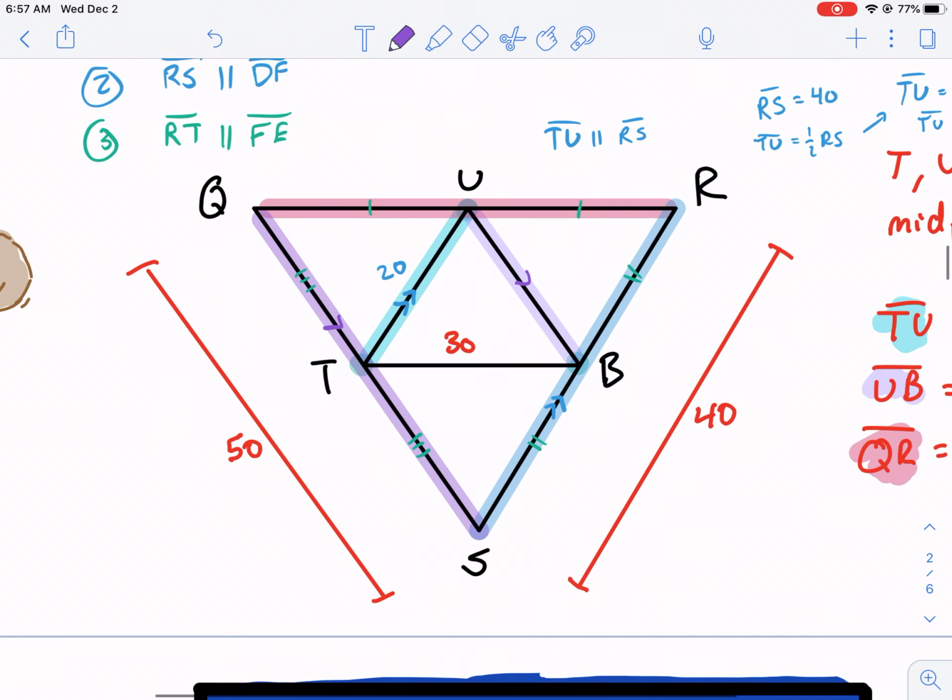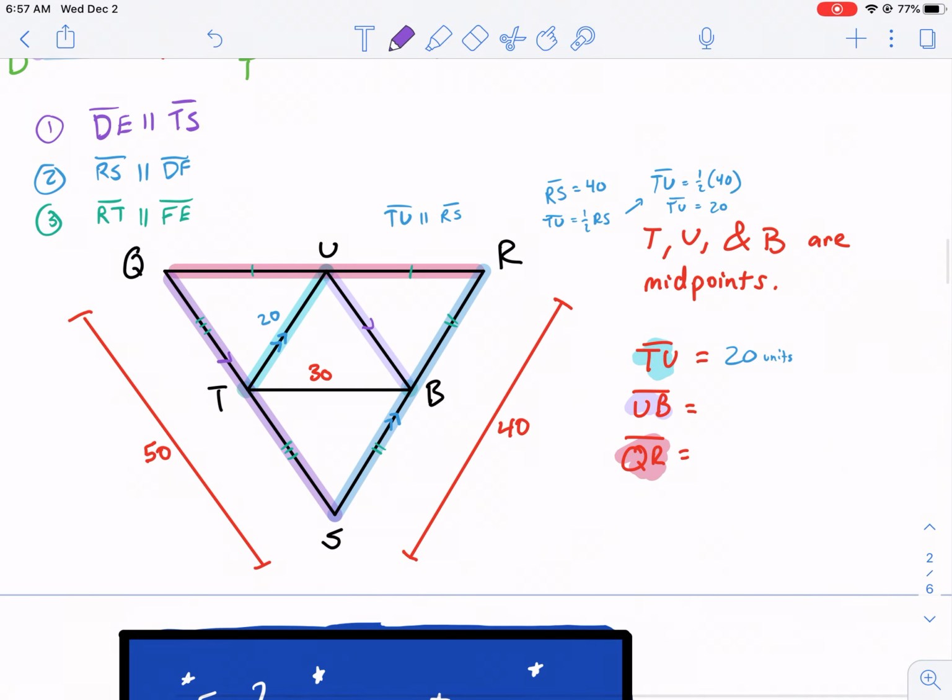So now we know it's the same process. We know QS is 50. So we know that UB equals 1/2 of QS. So we know UB equals 1/2 of 50. So UB is going to equal 25. So we have UB equals 25, and we're almost there. 25 units.